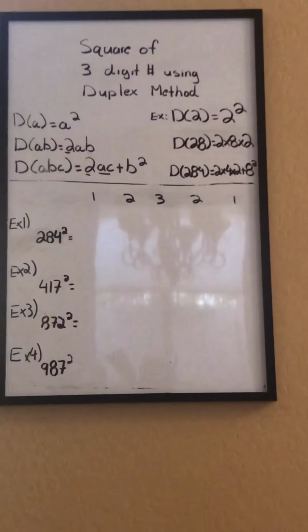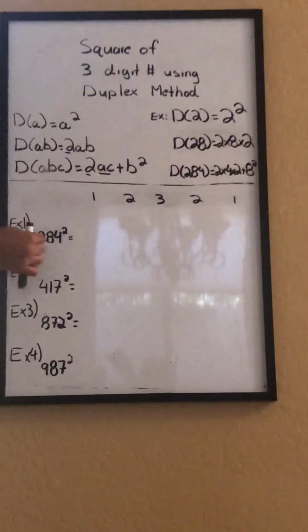Hello everybody. Today we're going to find the square of a 3-digit number using the duplex method. We're going to work left to right. Before I discuss how to find the duplex of a 1, 2, or 3-digit number, I want you to understand the underlying pattern over here. So we're going to work left to right, and notice this 1, 2, 3, 2, 1 pattern.